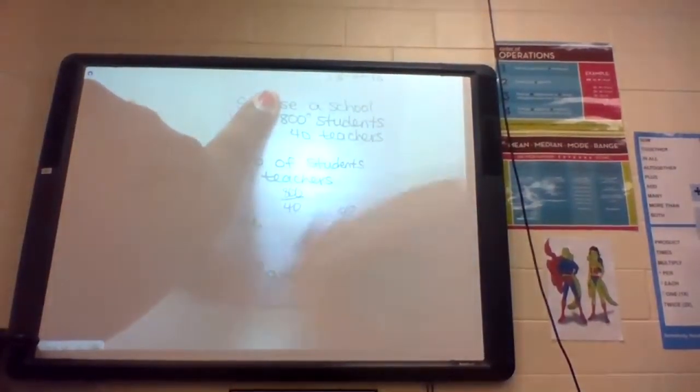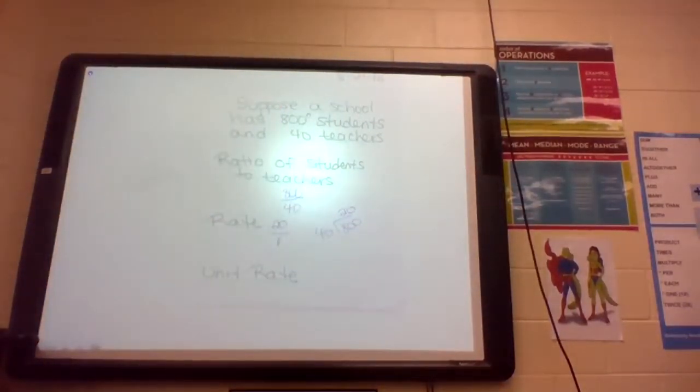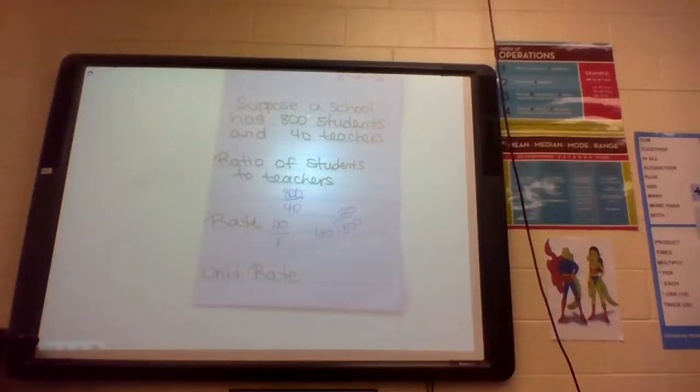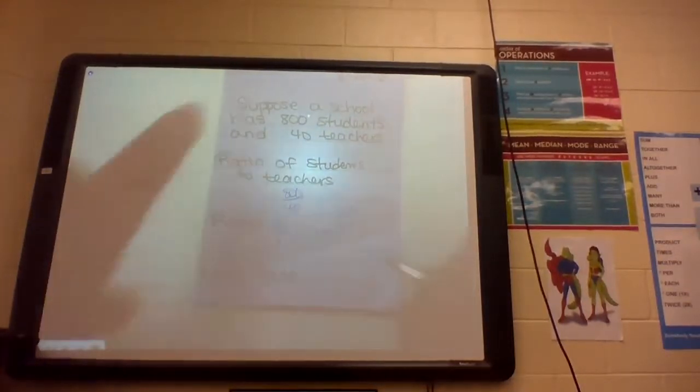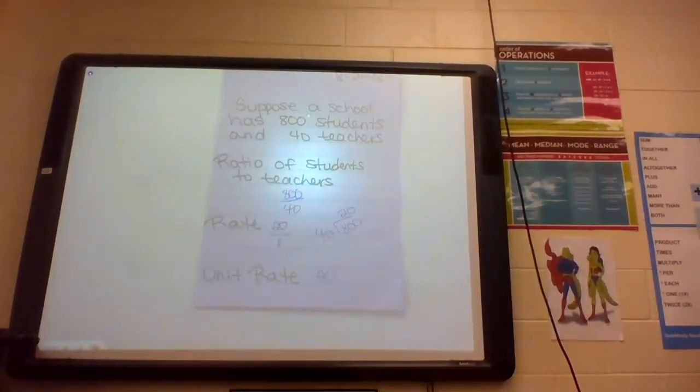And that's 20. So the rate is 20 to 1. That's all the rate is, because remember, the rate has to be compared to 1. 20 students to 1 teacher. Okay? The unit rate is the part that's being compared to 1. What part is being compared to 1? 20. So our unit rate is 20. And that's it. That's all we had to do.